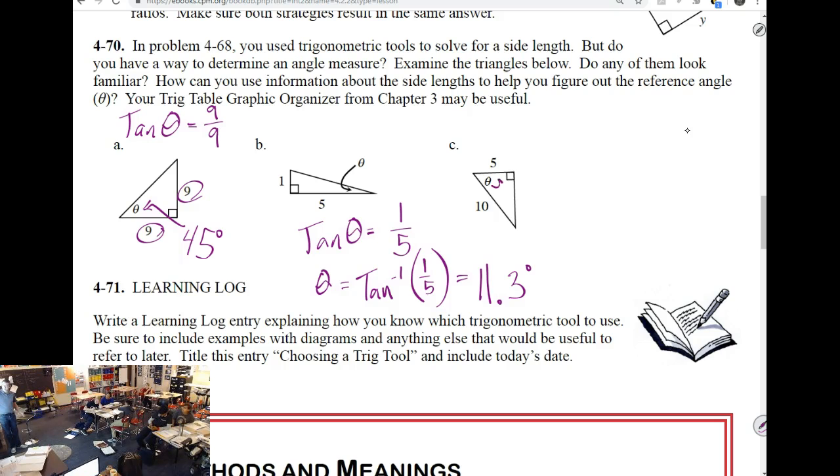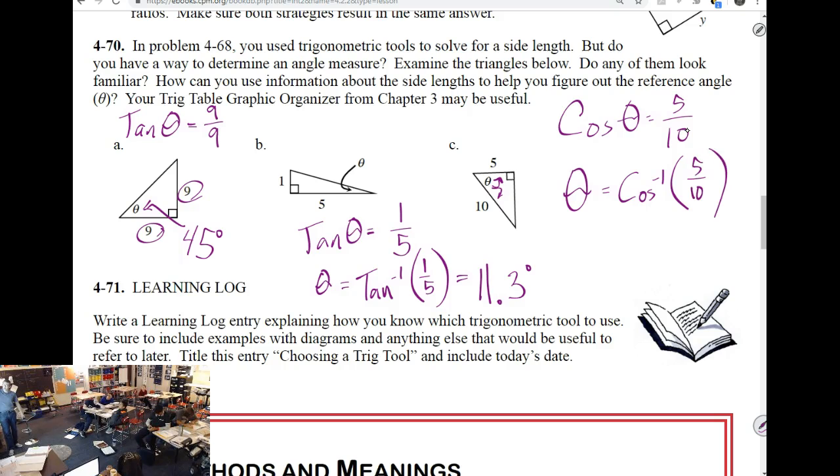Now we cannot use tangent. Cosine. So cosine is adjacent over hypotenuse. So inverse cosine of 5 over 10. So theta equals inverse cosine. You have to make sure you put the -1 for your power, because otherwise if somebody looks at your work, they will think you have made a mistake. It's 60.